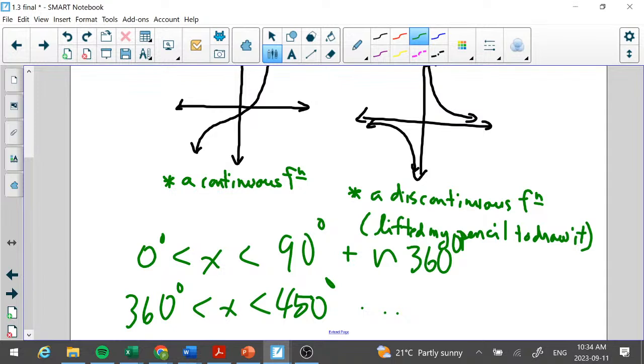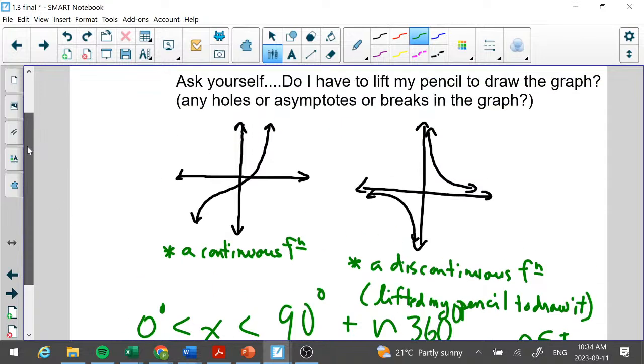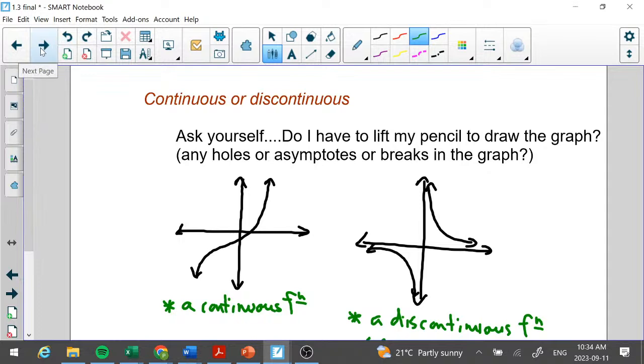Do you understand what I mean? So you could have this next to the 90, and you could have it next to the 0 as well. And then you would say n is an element of integers. So you're going to multiply 360 by 1, 2, 3, 4, or negative 1, negative 2, negative 3, 4. But don't worry about that for now. Okay, so y'all understand the difference between continuous and discontinuous? Right on.